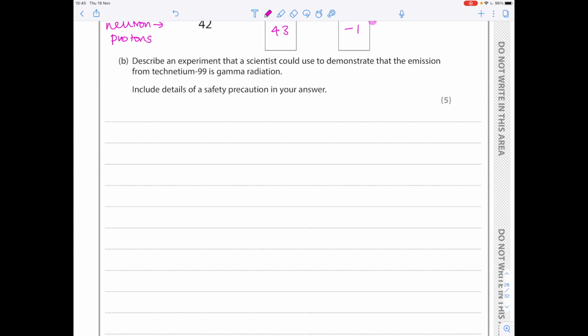Because it's worth 5 marks and we are dealing with radiation, we definitely want to point out safety concerns, so minimising exposure time, wearing a lead apron. So let's just get going.